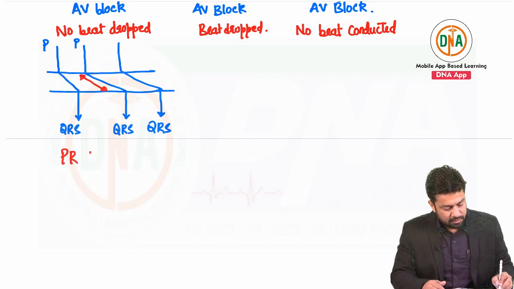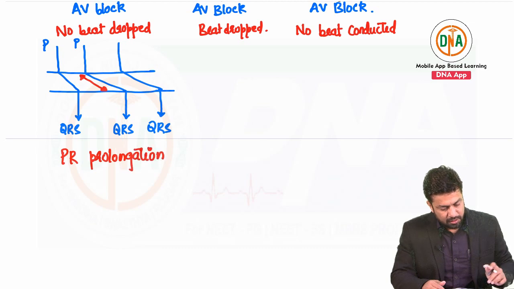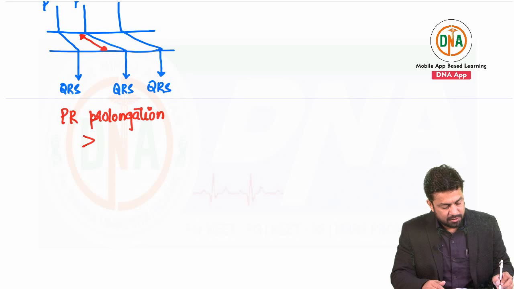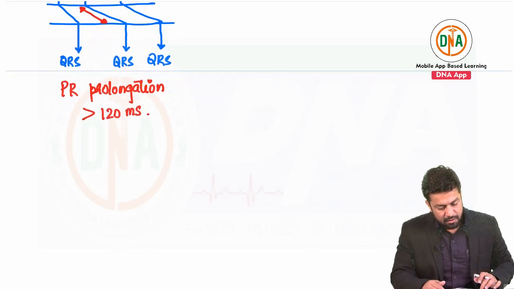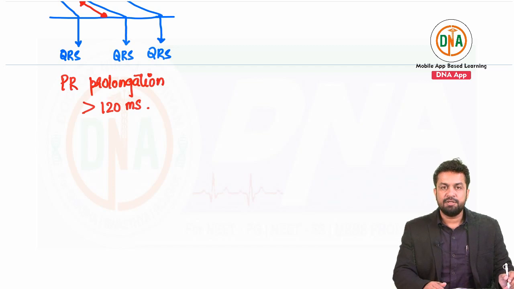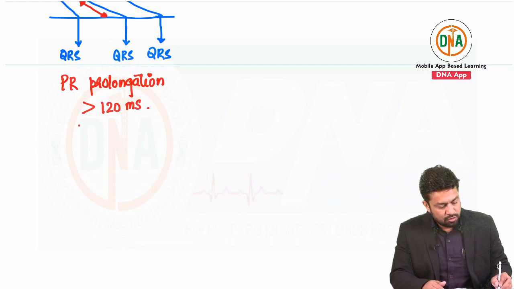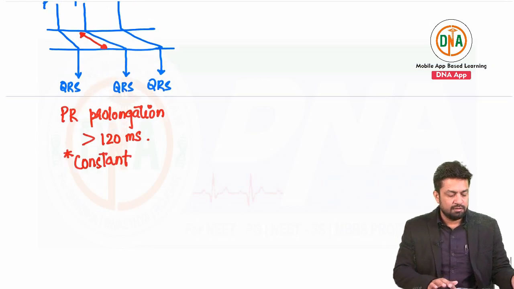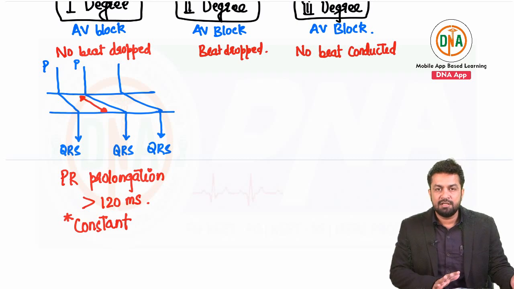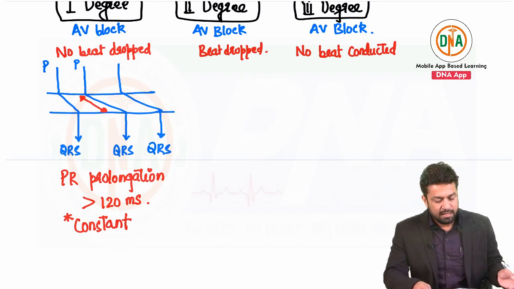PR prolongation. How much is this prolongation? Generally greater than 120 milliseconds. But remember guys that this PR prolongation is constant. It's a constant PR interval prolongation. There is no fluctuation in the PR interval.